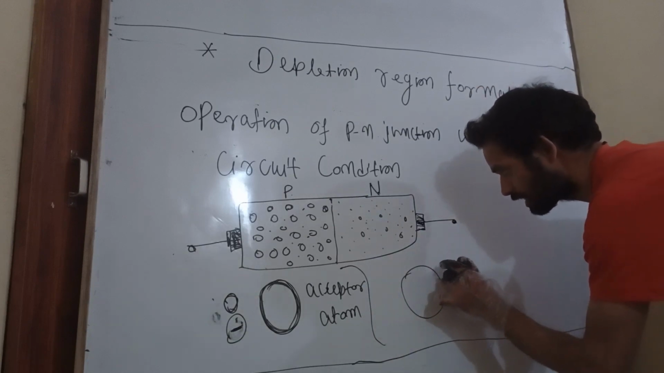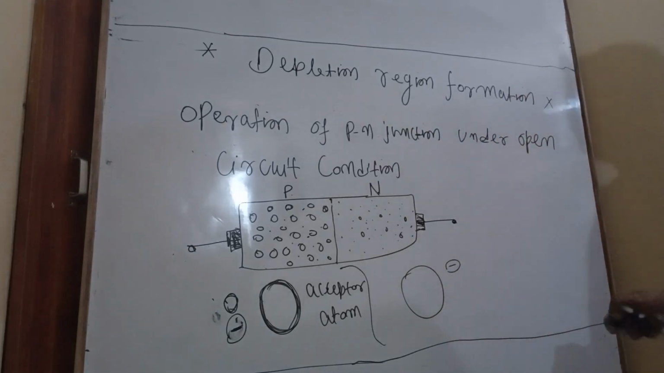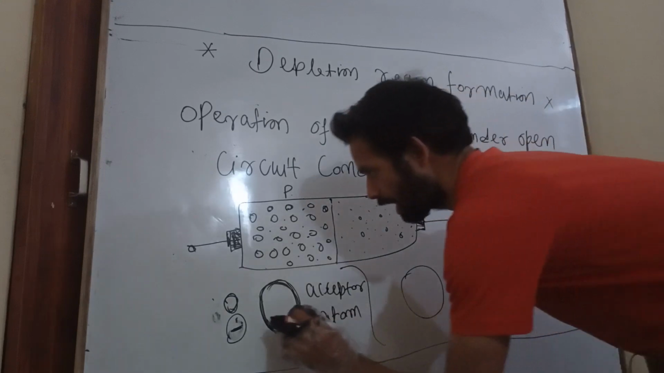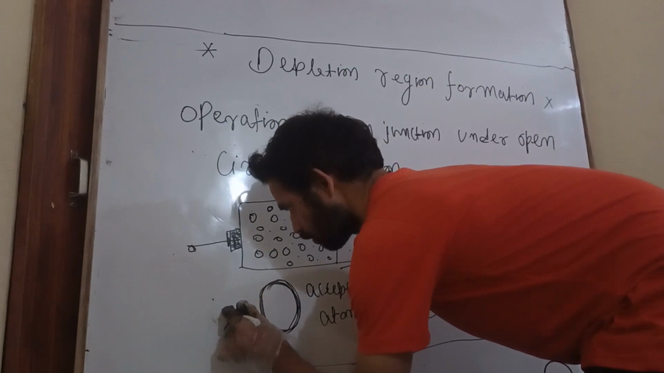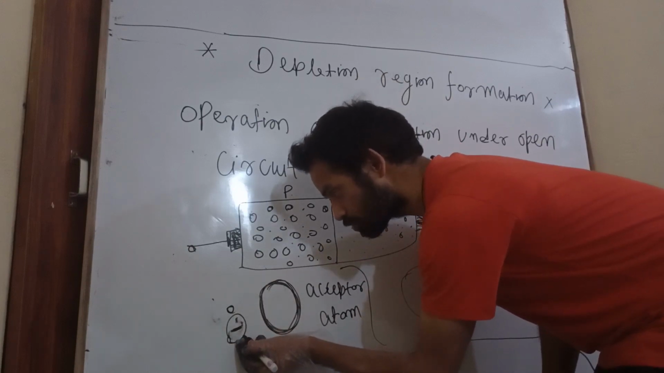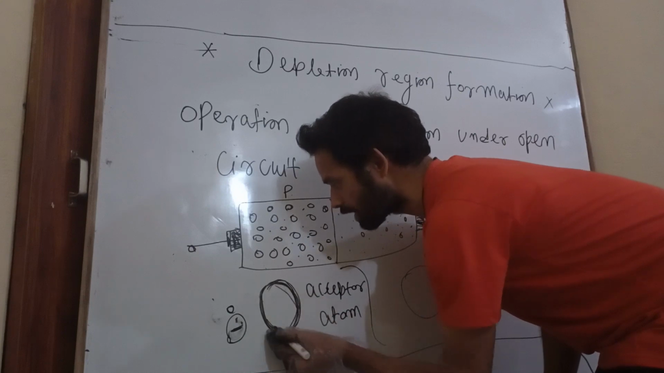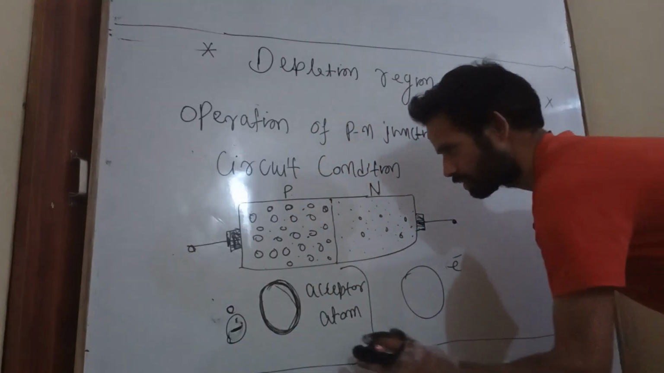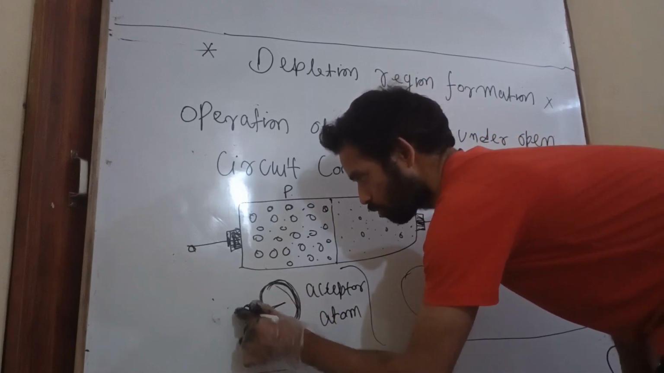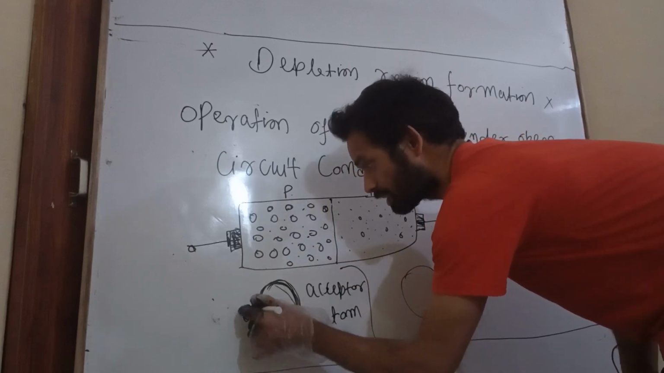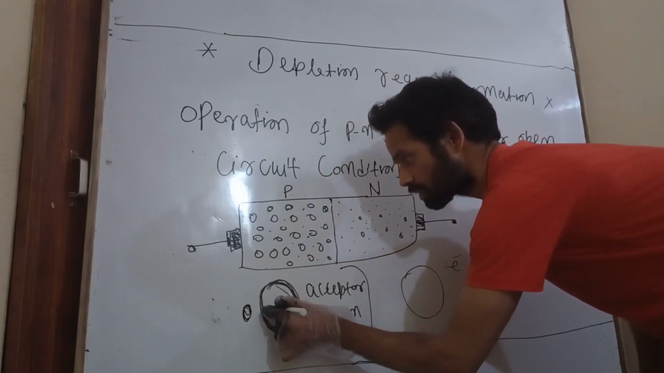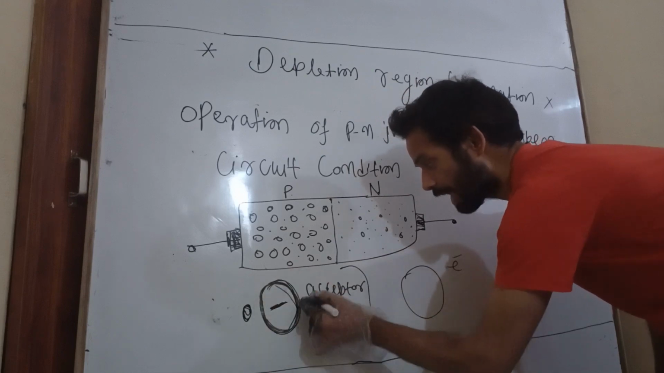The donor atom has an electron and the acceptor atom has a hole. On the P side there is a hole, which has positive charge, and this is neutralized by an equal amount of negative charge associated with the acceptor atom.